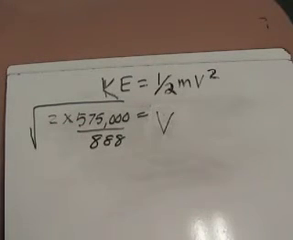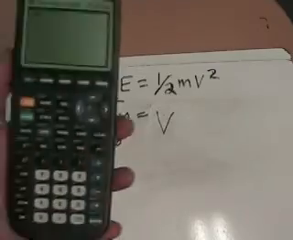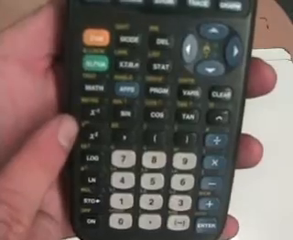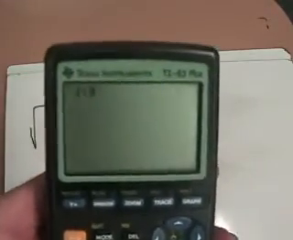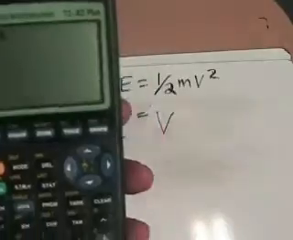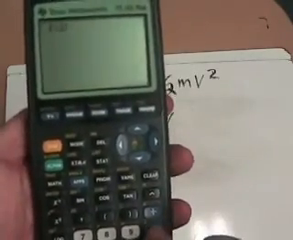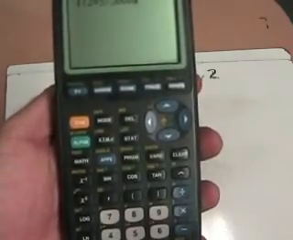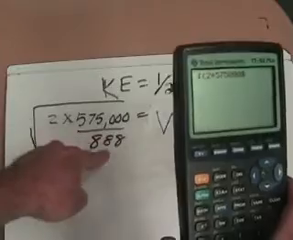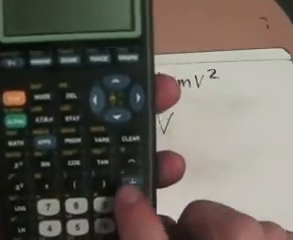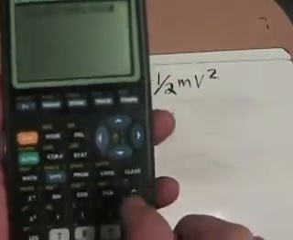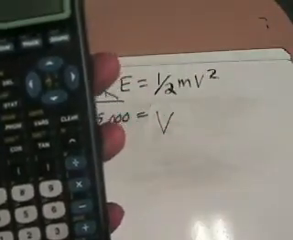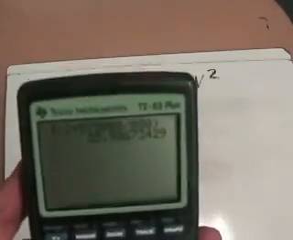So take your calculator. The second function of x squared is the square root. See it there? It says I'm going to take the square root of whatever you tell me. So here's what I'm going to tell it: 2 times 575,000 divided by 888. Now I'm going to close the parentheses, hit enter, and there's my answer.